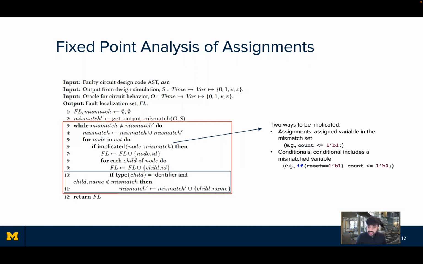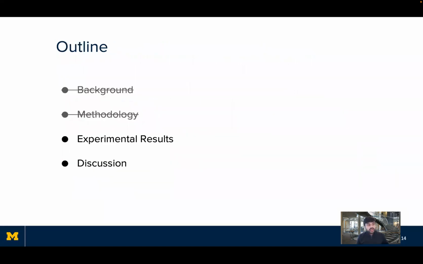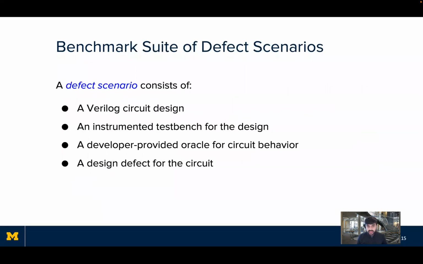Once there are no new wires or registers added to the mismatch prime set, the algorithm then terminates and returns the fault localization set computed so far. And that's how our fault localization approach works. We find this approach is fairly effective at precisely implicating potential sources of the bug, as we'll later demonstrate in our experimental results. And then there are also other parts of our methodology included in the paper text that I will skip here in the interest of time, but I encourage you to go read the paper if you are interested. All right, moving on then to the experimental results phase of this talk.